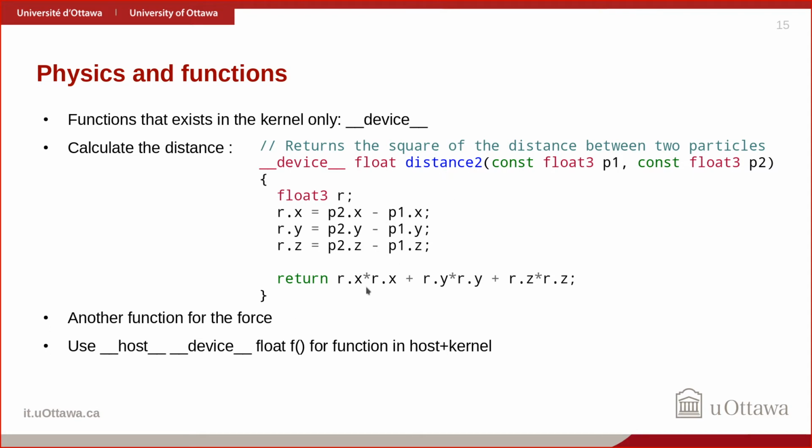It uses the distance function and it calculates the force from one particle on the other particle. So if you want to have a function that's both callable from the host program and the GPU program, you can use host device, and then that function will exist in both, which is useful for testing because then you can call that function from the host. You can see if it works, and then you know if it works.